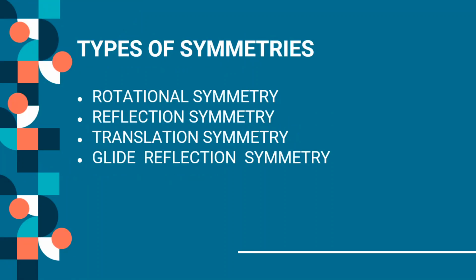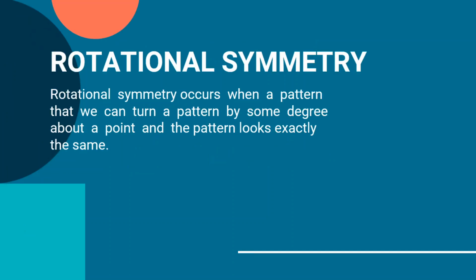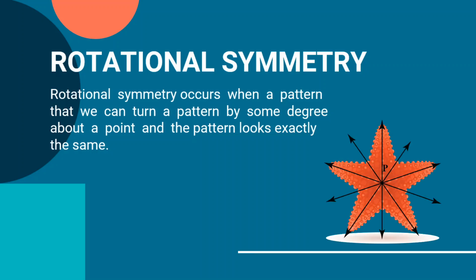There are four types of symmetry: rotational symmetry, reflection symmetry, translation symmetry, and glide reflection symmetry. Rotational symmetry occurs when we can turn a pattern by some degree about a point and the pattern looks exactly the same. A great example of rotational symmetry is the starfish.